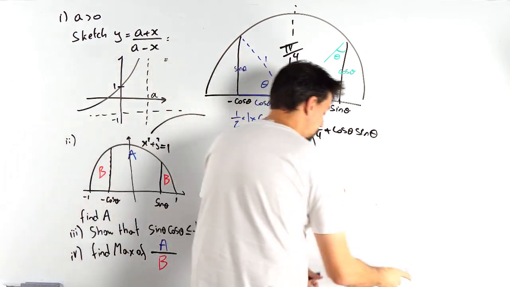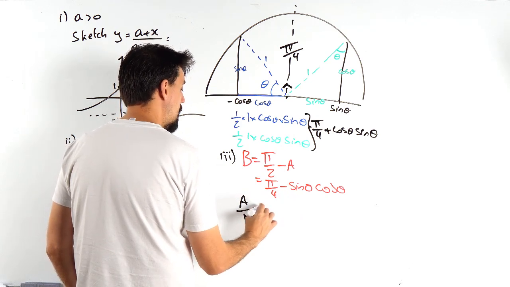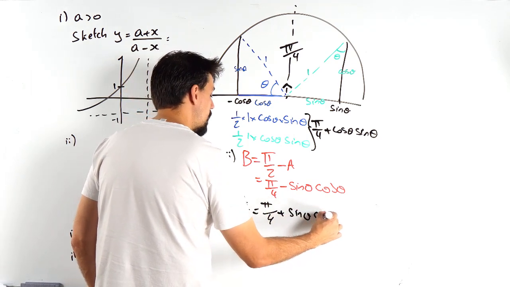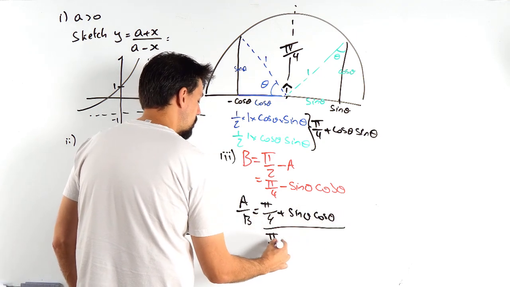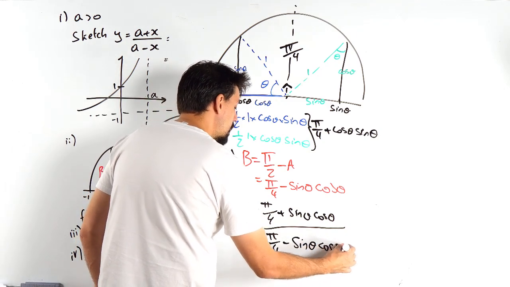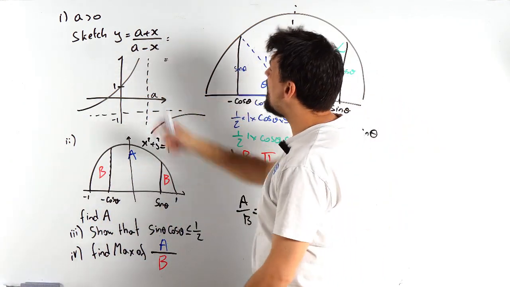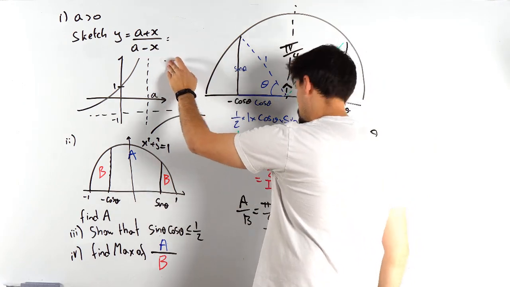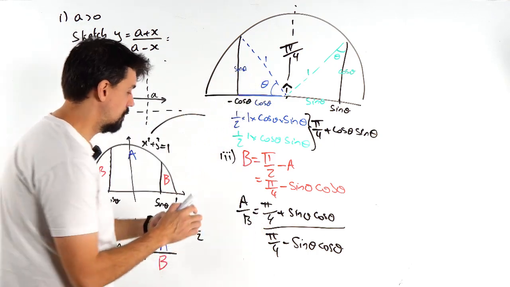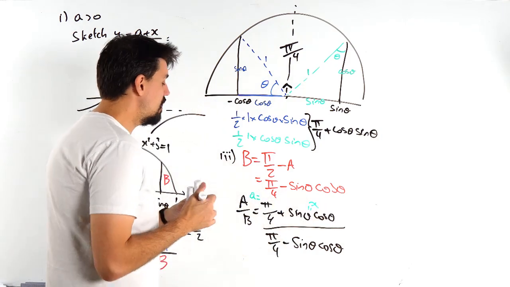cos theta. Well, that's funky, because then A over B becomes pi over 4 plus sine theta cos theta over pi over 4 minus sine theta cos theta. What do you know? That's what we played around with up here. Right, because all we've got here is A is pi over 4 and X is sine theta cos theta.